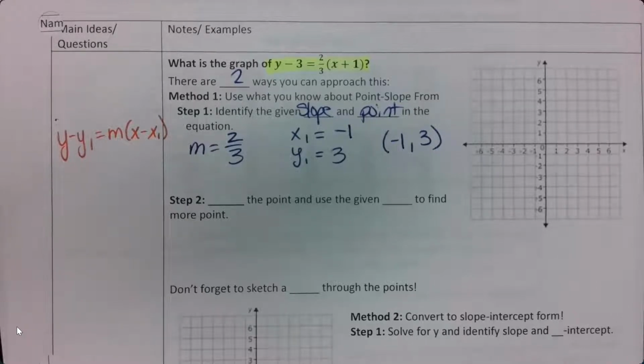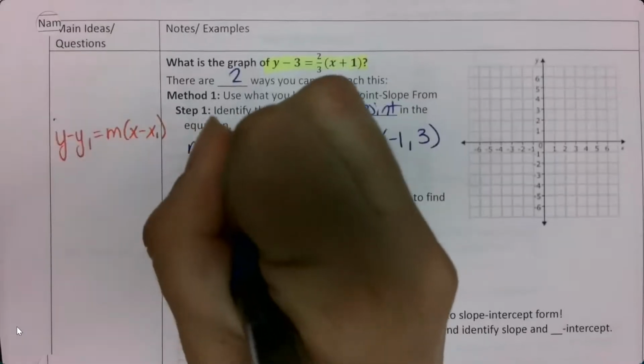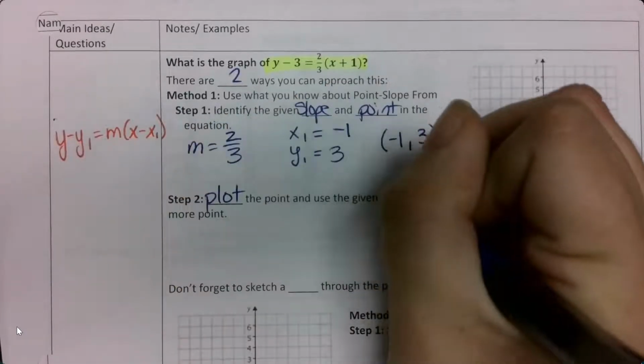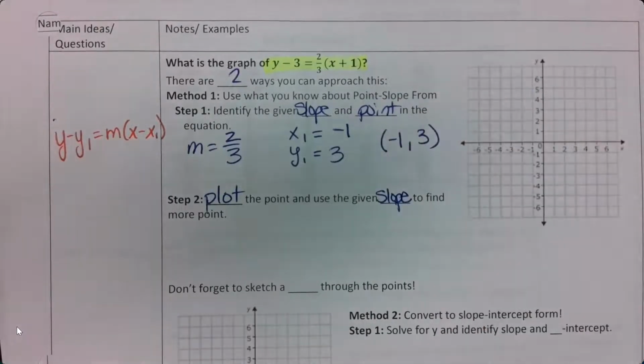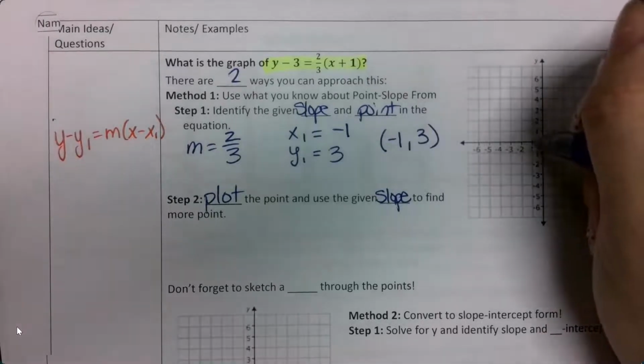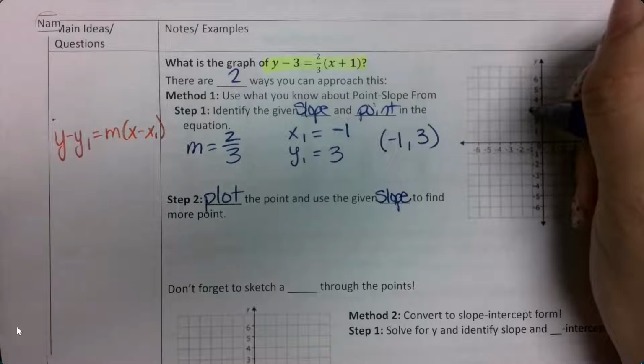So, my next step is to plot the point and use the given slope to find another point. Okay, so I'm going to plot -1, 3. So I'm going to go left 1, up 3, and put my point.